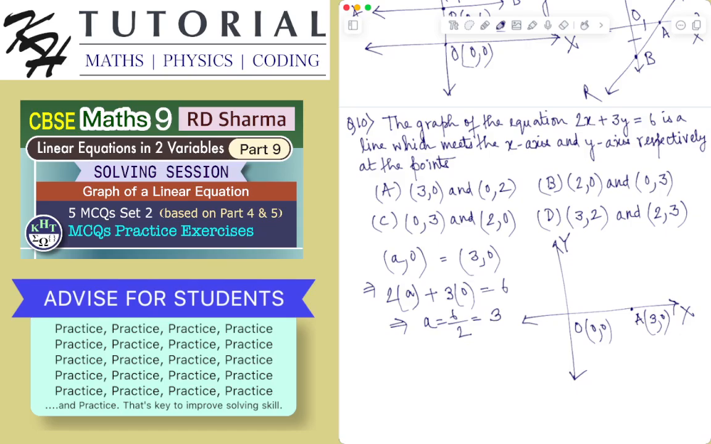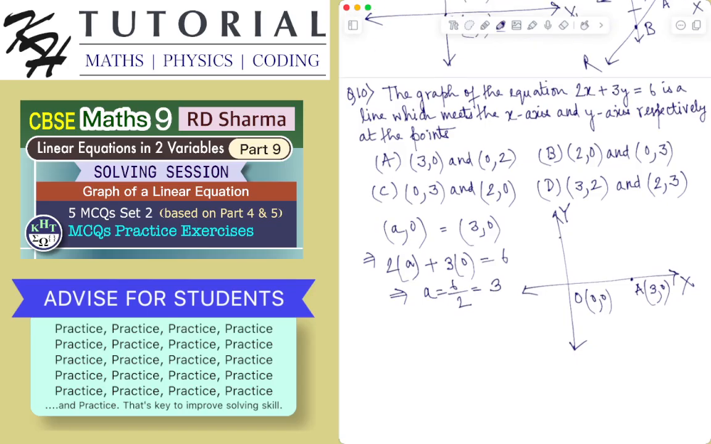Okay, so what will be the coordinate of the point where the graph of the given equation will intersect with the y-axis? It should be somewhere over here, anywhere on the y-axis. How do I find the coordinates? Definitely any point on the y-axis will be of the form 0, a, because the x coordinate or abscissa of any point lying on the y-axis is always 0.